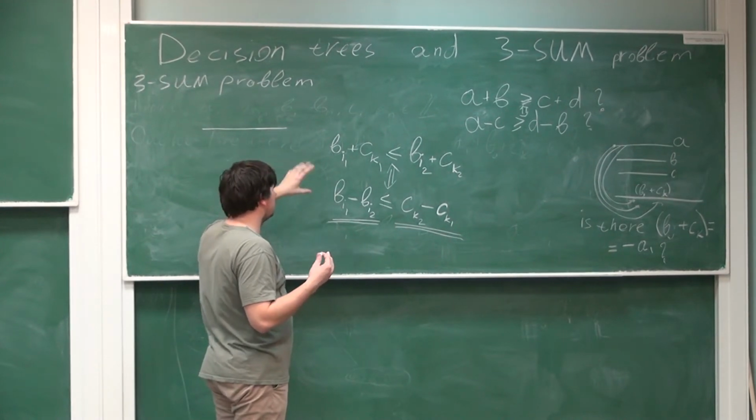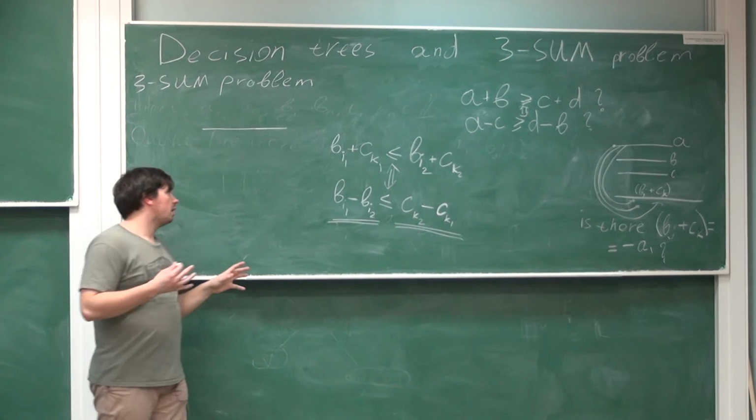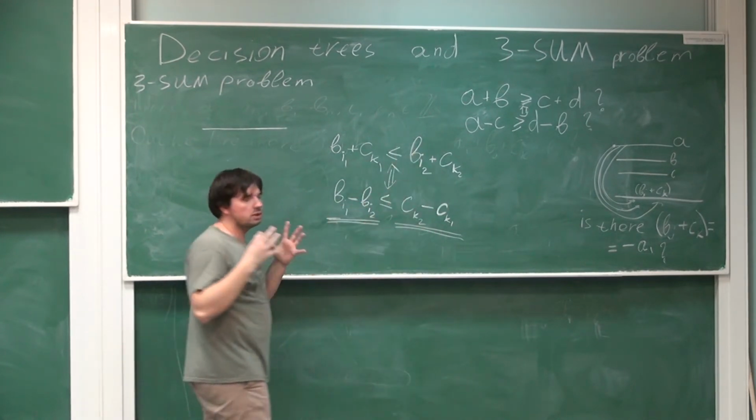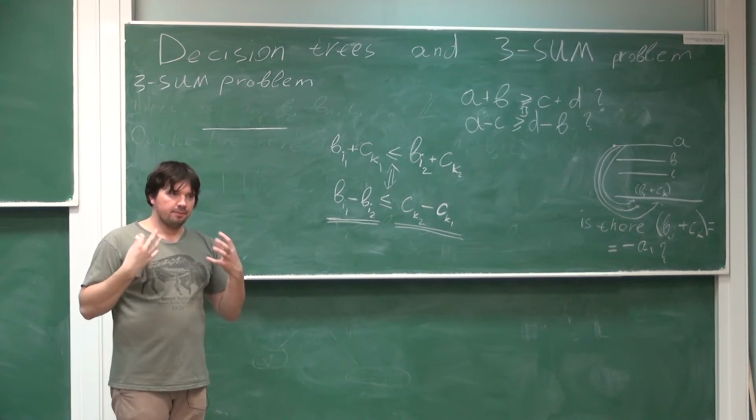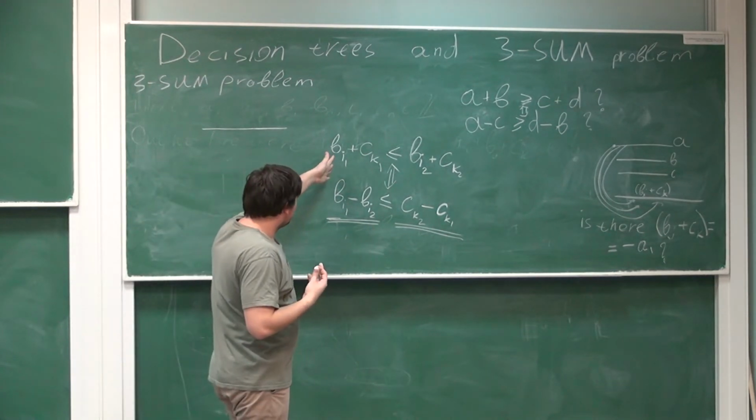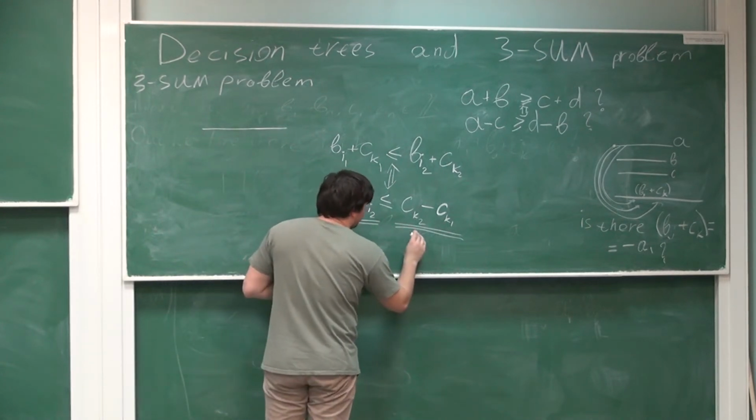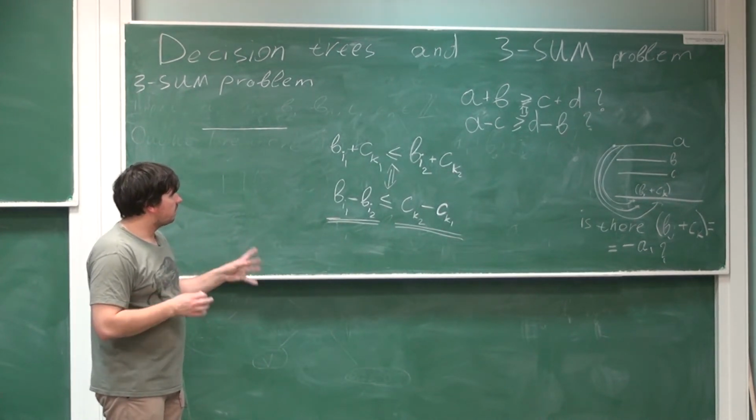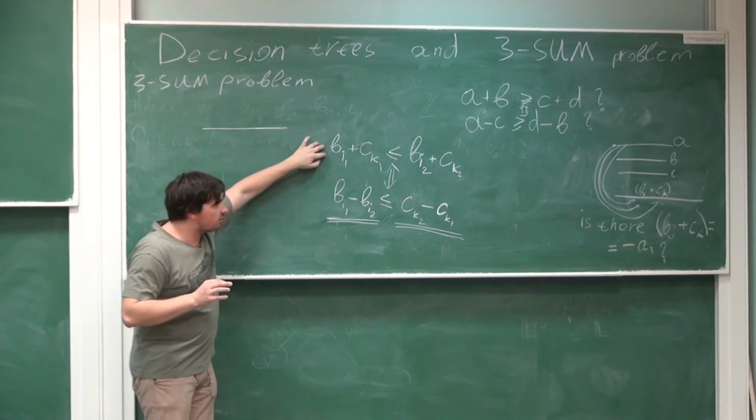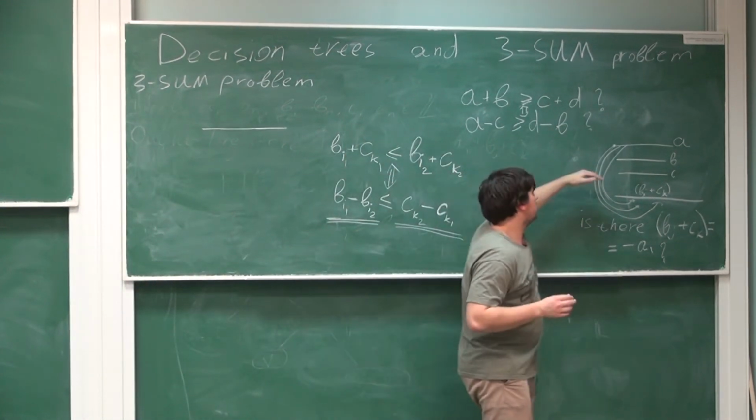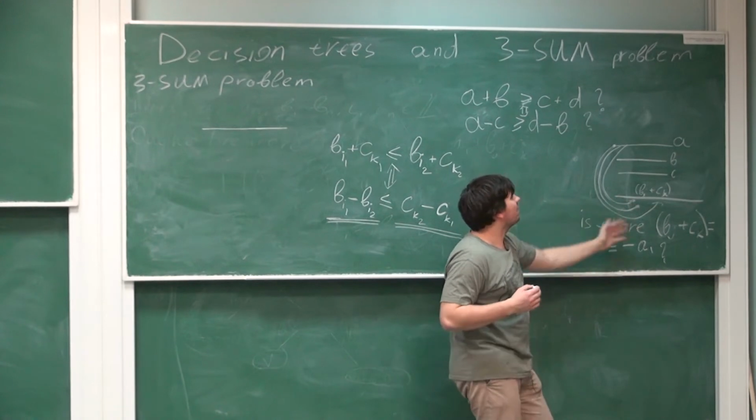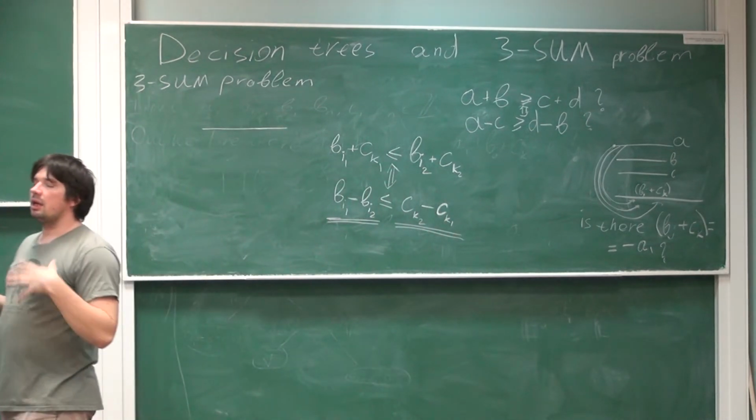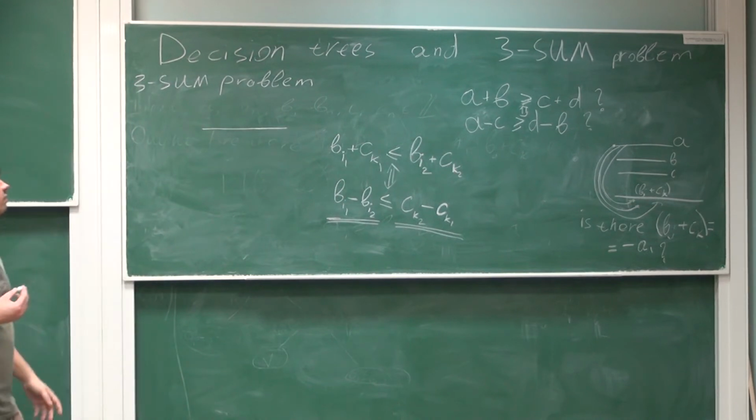So now the whole idea of this decision tree is to be able to answer questions of this form, and then use that to answer questions of this form, and use that to have a sorting of this. And then use that to look up the elements of A using binary search in that sorting of B plus C's.